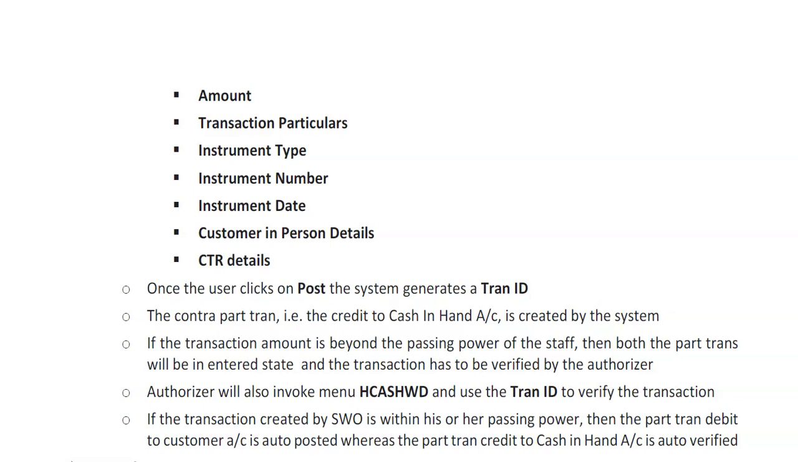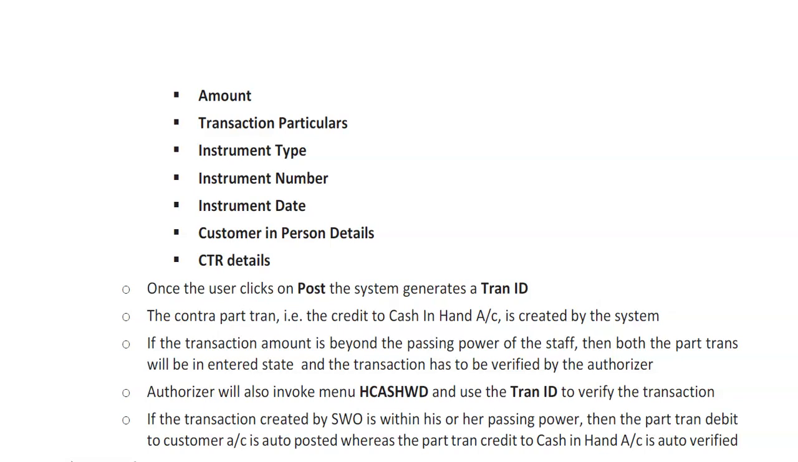Once the user clicks on post, the system generates a transaction ID. The contra part, as I discussed earlier in Hcashwd: there, a debit to cash in hand was created in the system, whereas in this cash withdrawal, the credit to cash in hand is done.